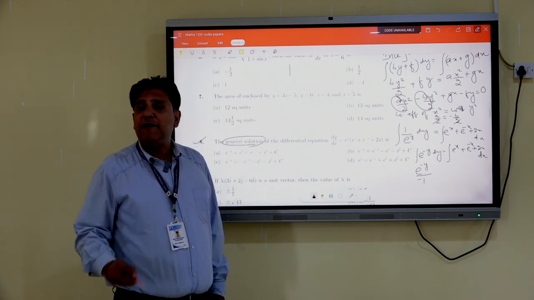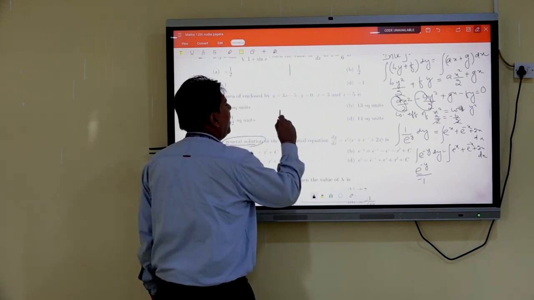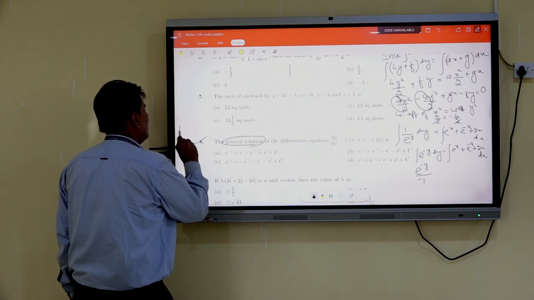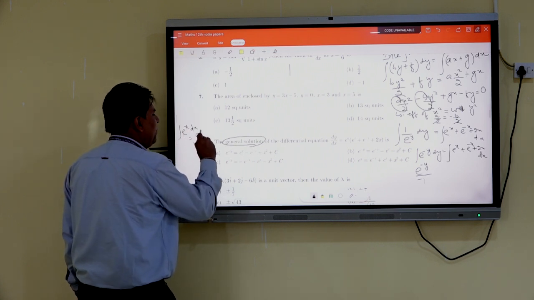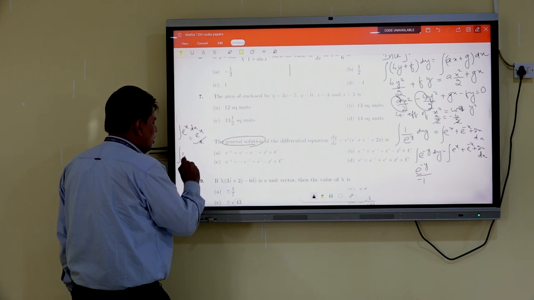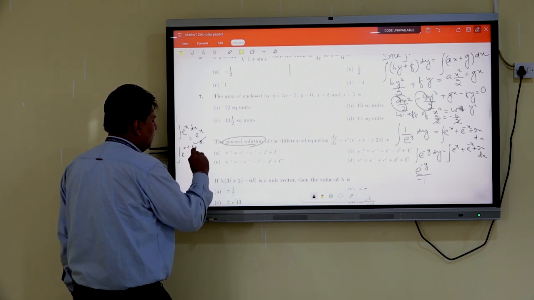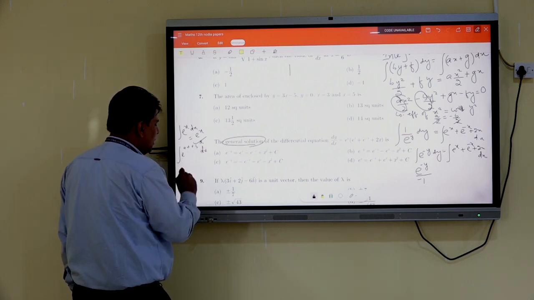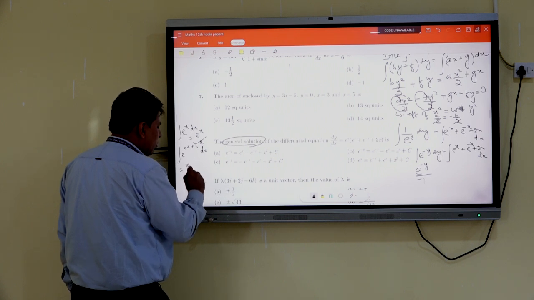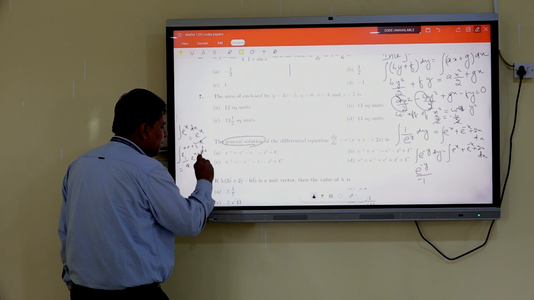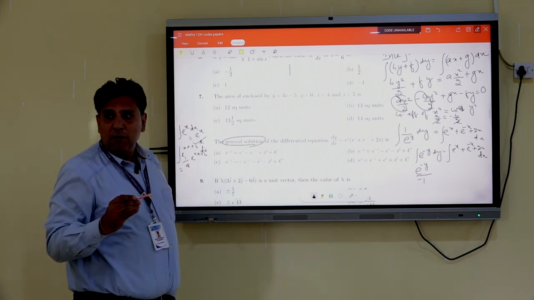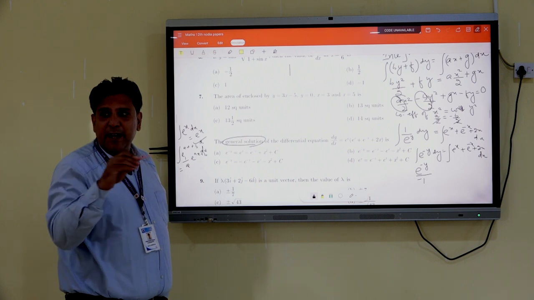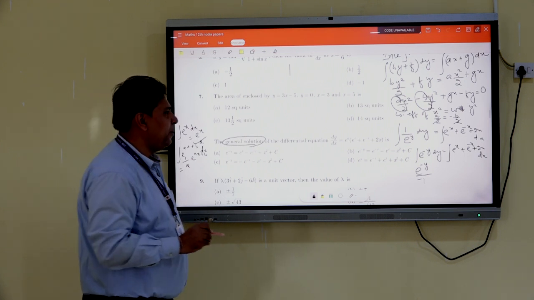I told you, if integration of e to the power x dx is equal to e to the power x, then integration of e to the power ax plus b dx will be how much? It is 1 by a into e to the power ax plus b. Please remember, if x is replaced by ax plus b, then I will just divide by a: 1 by a into e to the power ax plus b.